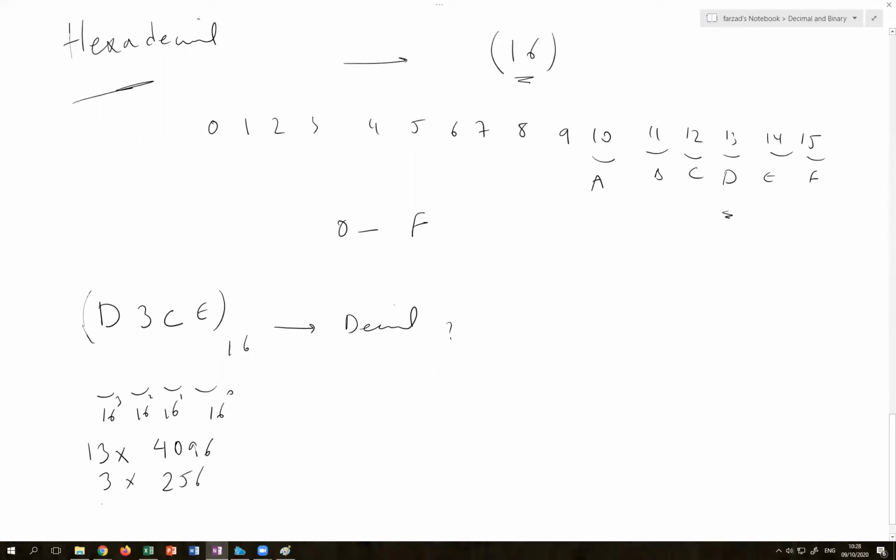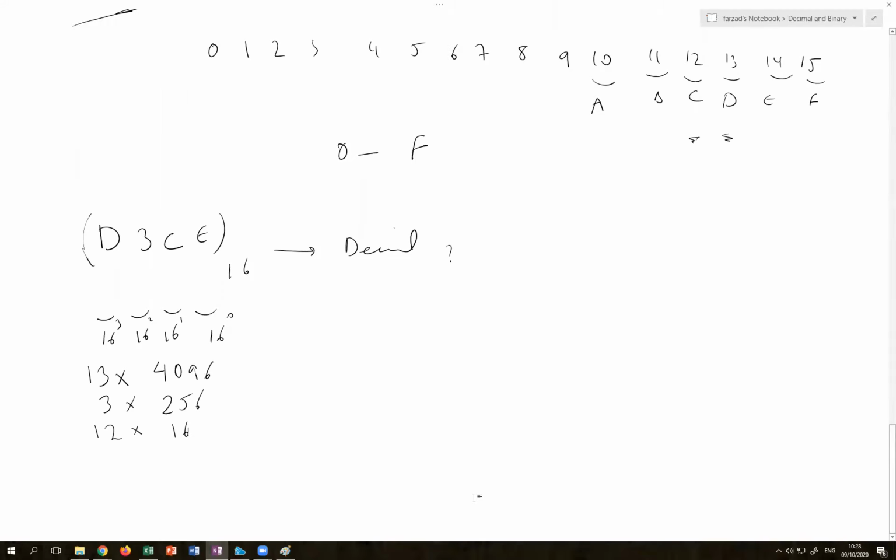I have C, which is 12 here, as you see. This is 12 times 16 to the power 1, which is 16. Let me scroll down a bit. And the last one, which is E. E is 14. 14 times 1.